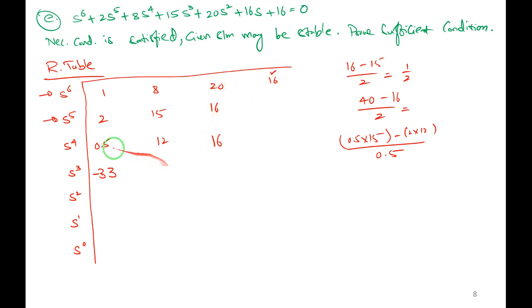Next, okay, three elements. Next, this element you have to calculate. So, leave this above 0.5 into 16 minus 2 into 16 divided by 0.5. So, calculate this. Open bracket 0.5 into 16 minus 2 into 16. So I am getting minus 24 divided by 0.5. So I am getting minus 48 here.